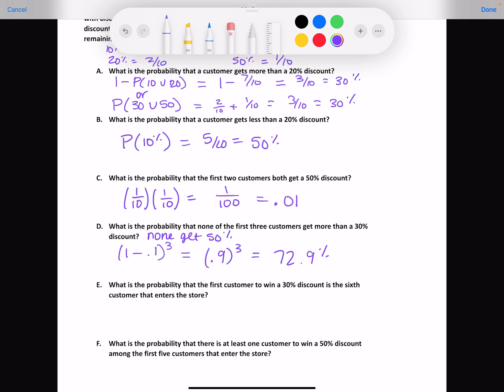Oh, wait a minute. We cube the whole thing. Yes, because we're doing the complement. So you've got to cube the whole thing.